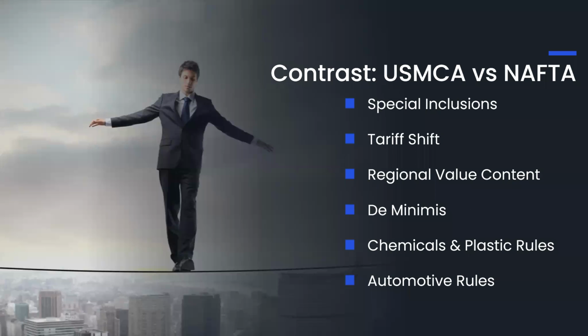But there are some special inclusions that are addressed within the agreement that have some play for various industry sectors. We're going to talk about the concepts of tariff shift and regional value content, what has changed, what has stayed the same, and how they work. We'll look at the de minimis rule, and then we'll take a look at some of the chemical and plastic rules, which are very, very different from NAFTA, as well as the automotive rules, which have a kind of a difficult implementation. We will not be going into super deep depth on either of those two categories, but we will touch on them briefly.